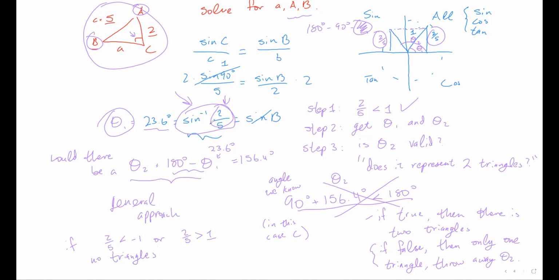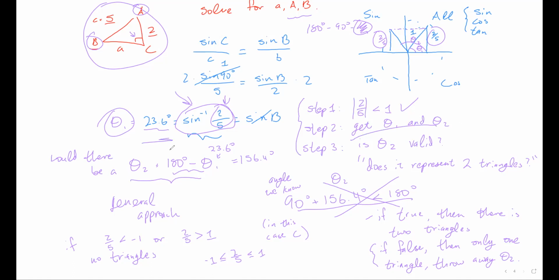Then what we do is we continue forward. If it is between, as it is here, if it's between this, then we have either one or two triangles. So in that case, we go through this. We check that it's in the bounds. It is. Then we figure out what θ1 and θ2 are.